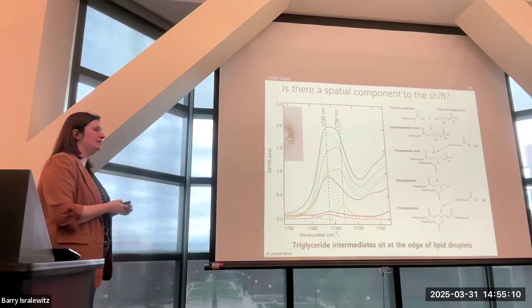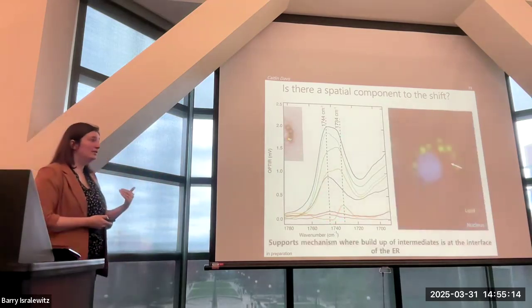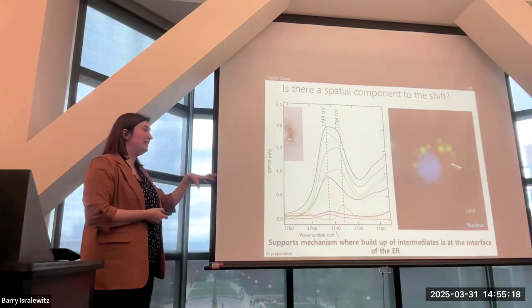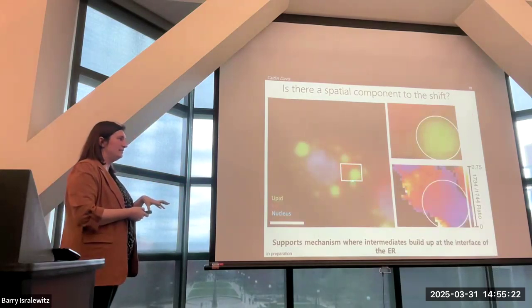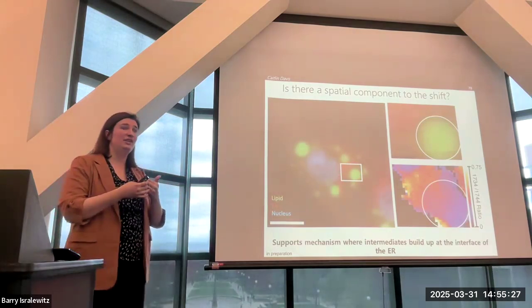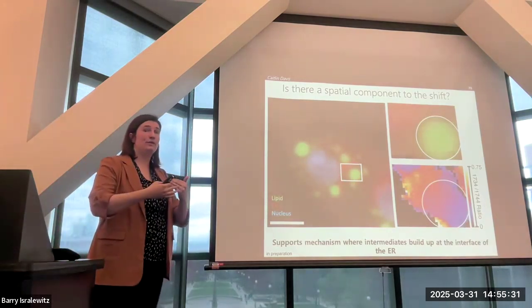So this intermediate looks to be at the interior of the cell. But we also have the ability to do fluorescence experiments. So we stained for lipid, ER, and nucleus, and then we zoomed in on one of these regions of the cell where we have ER and lipid and created a ratio image of the triglyceride ester carbonyl to the shoulder that we're seeing.